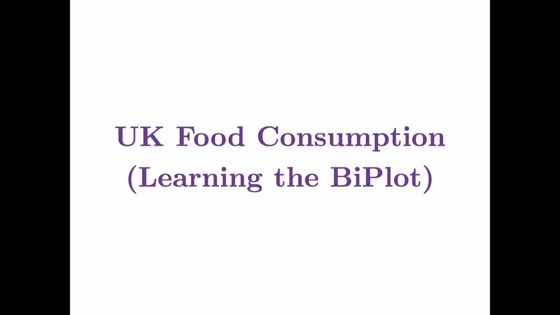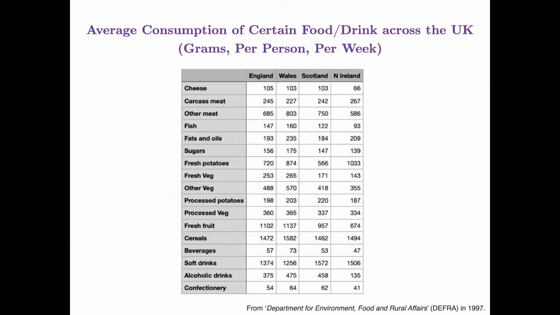In this video, we're going to look at an example where we can start to understand the BiPlot from a more complicated example, but still something where we can view the original data and intuit what's going on in the BiPlot. The data for this example will be consumption of food and drink across the UK.